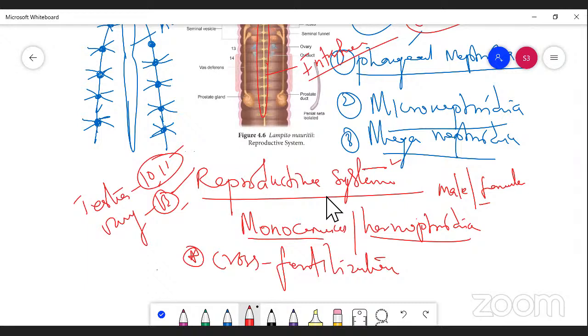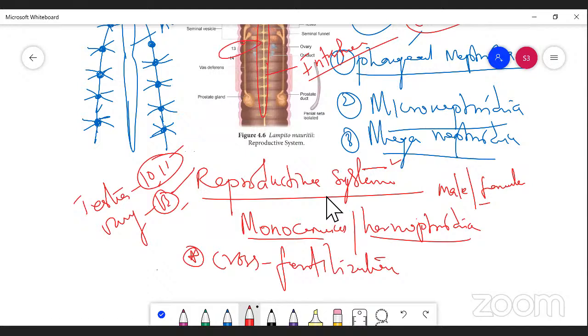The male reproductive organs, the testes, are located in the 10th and 11th segments. The female reproductive organs, the ovaries, are present in the 13th segment.